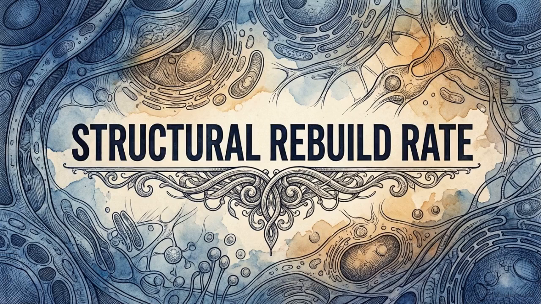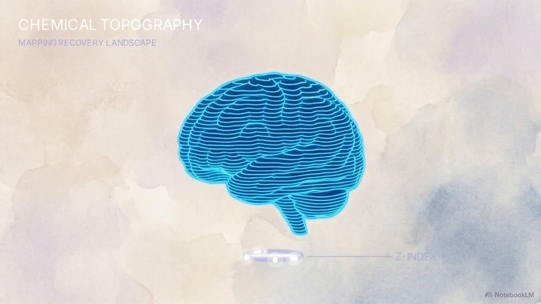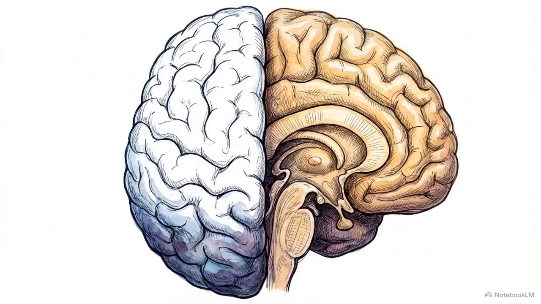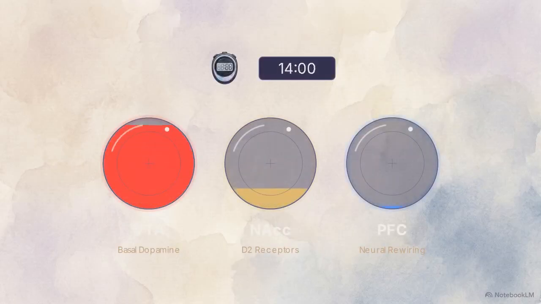Treating behavioral addiction requires understanding the biological speed limits of this 3-dimensional rebuild. To track this repair process, we map the brain's chemical topography in 3-dimensional space. Volumetric state mapping visualizes the transition from a chemically depleted state back to baseline equilibrium. This recovery operates on asynchronous temporal gradients, with different regions repairing at different speeds.